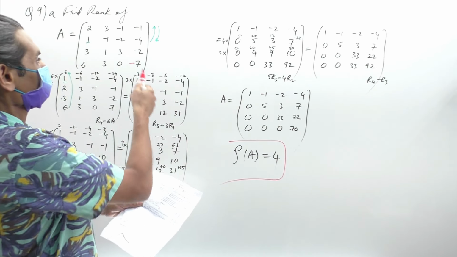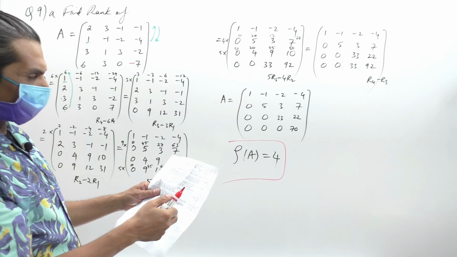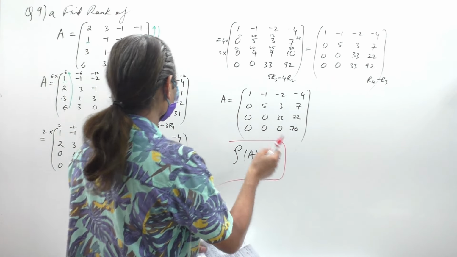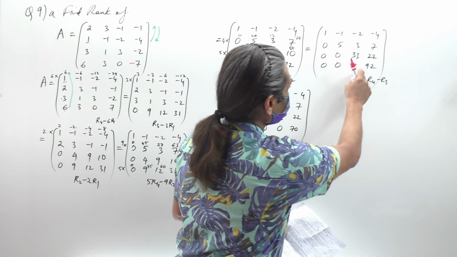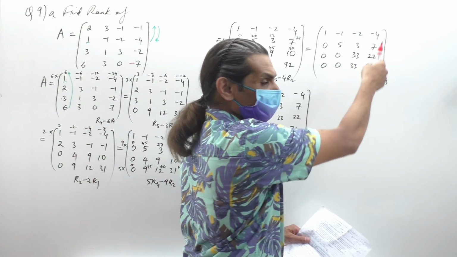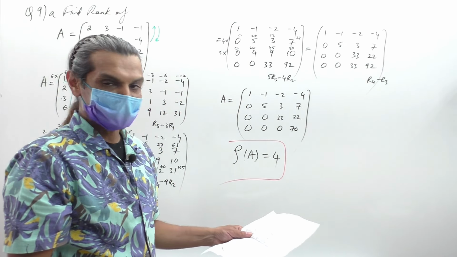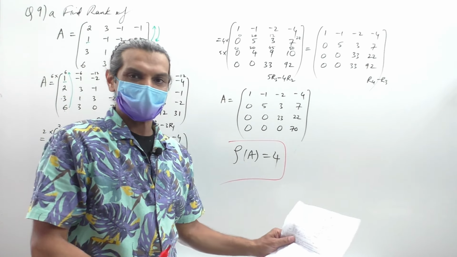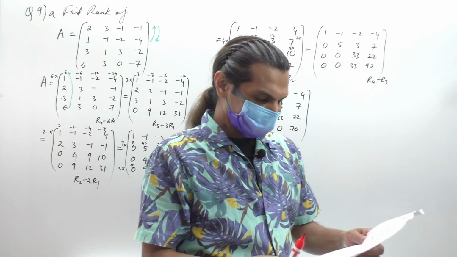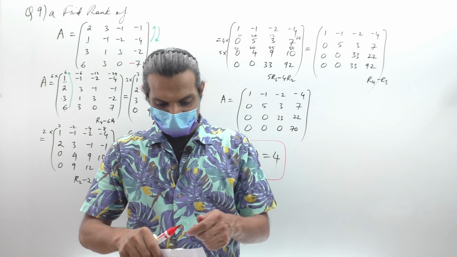Since the same question is given, I solved it and got a rank of 4. If you take it minus 7, the rank will become 3, because it will be 33 and this is 22. So they both cancel and the whole row becomes 0. So rank will be 3. But in this case, as given in the model question paper, the rank is nothing but 4. That's it. Fine. That's about the ranks.